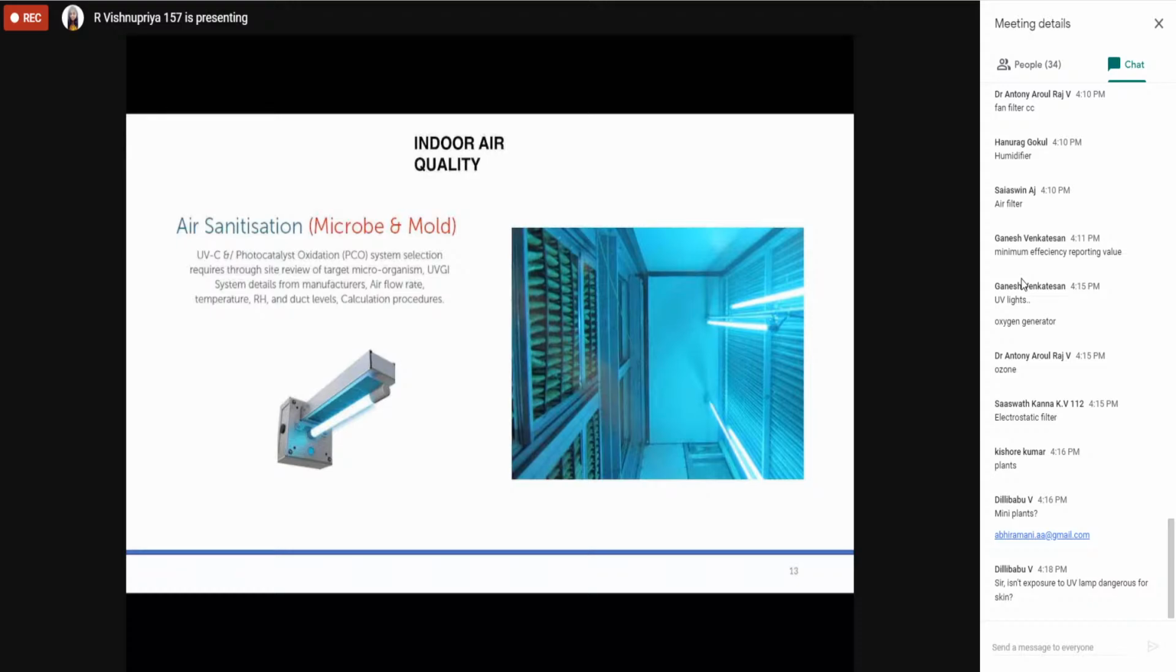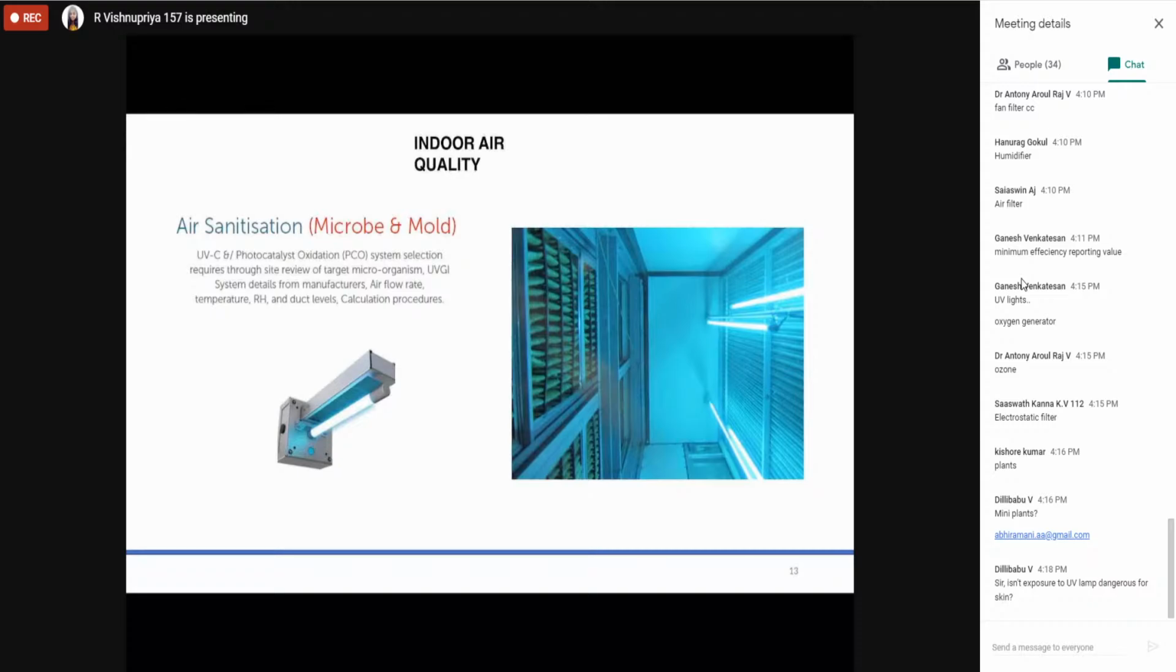The standard has given so-and-so wavelength. So what are the particles going to be destroyed? Based on that, we can select the UV lamp. But still, it is dangerous, though not up to a certain wavelength. Okay, fine. So the UV lamp is very critical here.